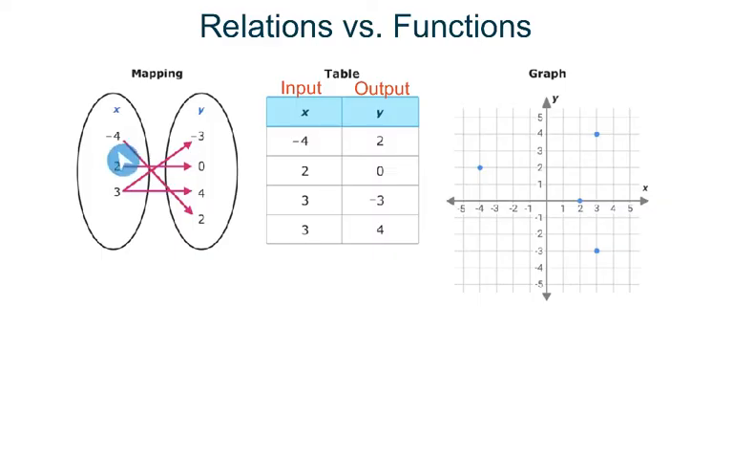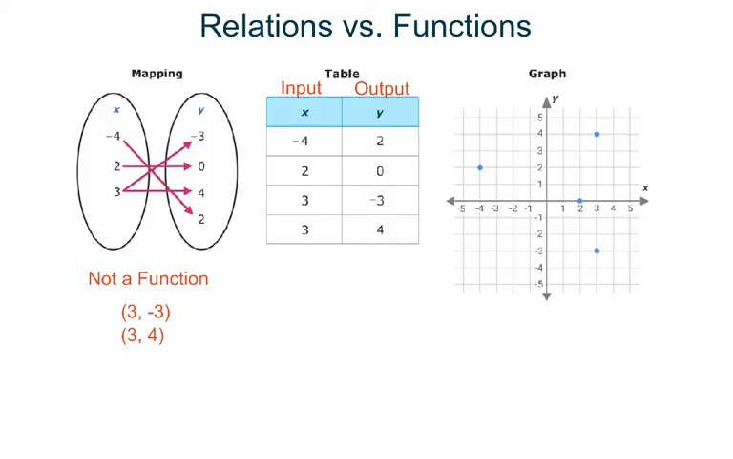So in the map, -4 has one output, 2 has one output, 0 has one output. But 3 is what makes this not a function because it has two outputs. So while this map is a relation, it does not show a function because it has an x value that has two y values that are different.